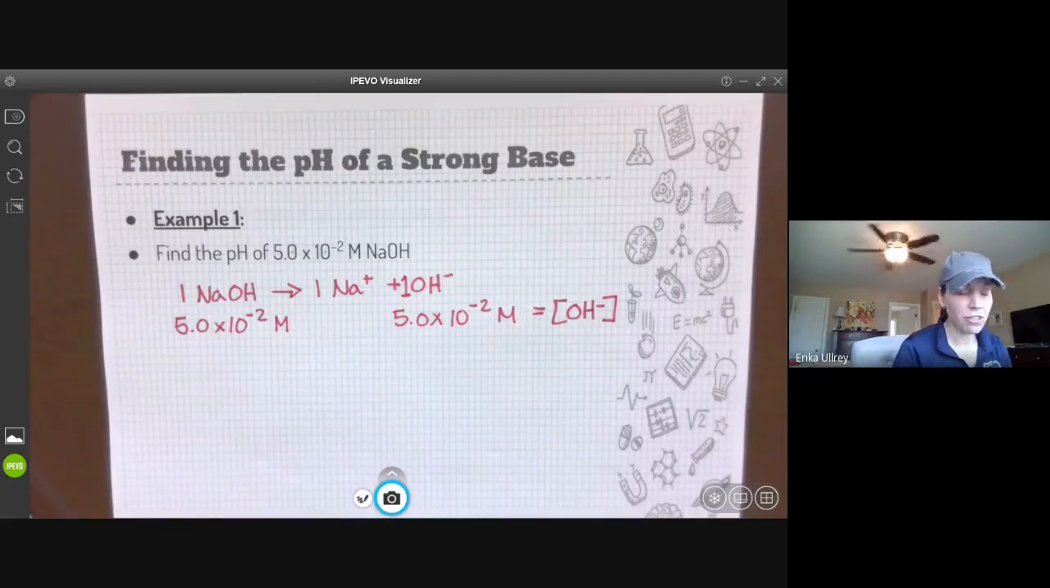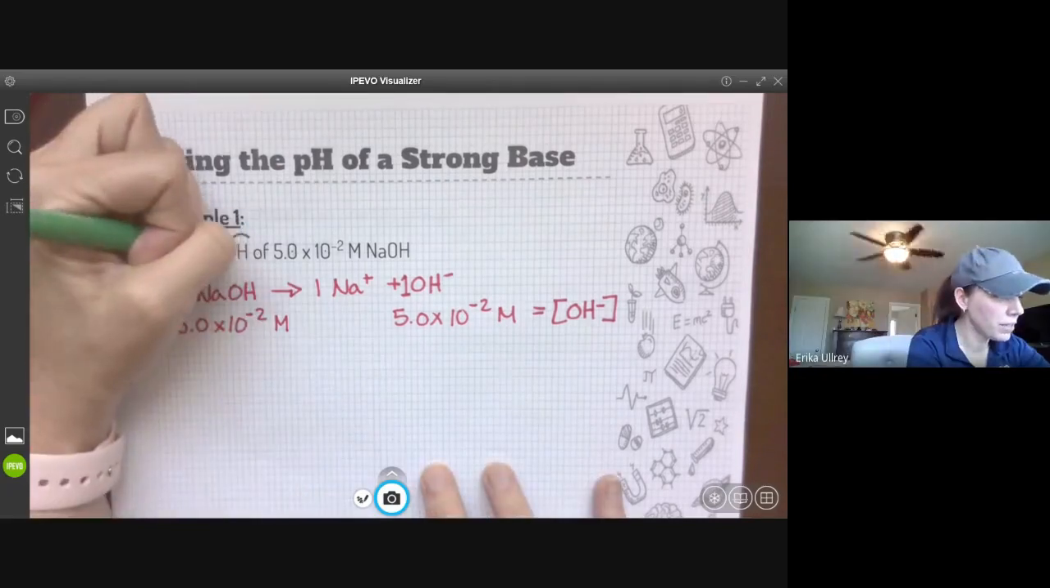What this is asking for is for us to find what? What are we trying to find in this particular calculation? Drew, what are we looking for? The pH. Yeah, we're trying to find the pH.